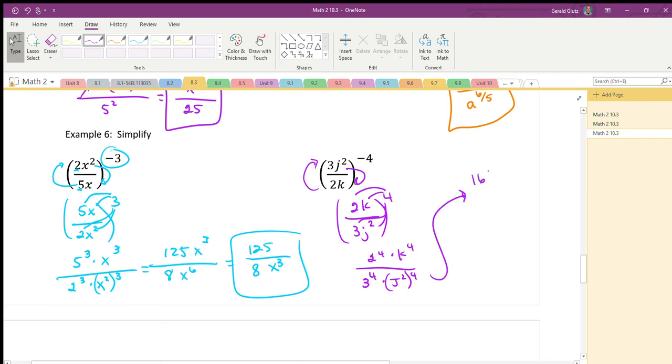So 2 to the 4th is 16 times k to the 4th. 3 to the 4th is 81. j squared to the 4th would be j to the 8th. 16 and 81 cannot reduce, they have no common factors, so that is the final answer.